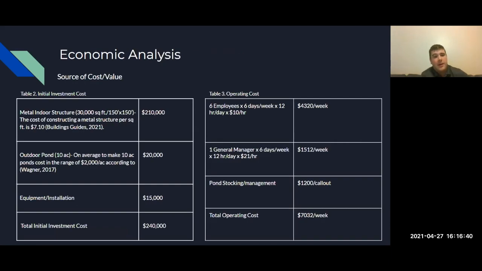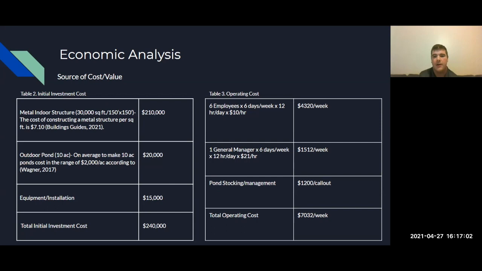Going through the economic analysis, the source of cost and value, we found that the initial investment cost will be: the metal indoor structure, which is 30,000 square feet, will cost approximately $210,000. The outdoor pond, which is 10 acres, will be approximately $20,000. And the equipment and installation will be approximately $15,000, leading to a total initial investment cost of $240,000.